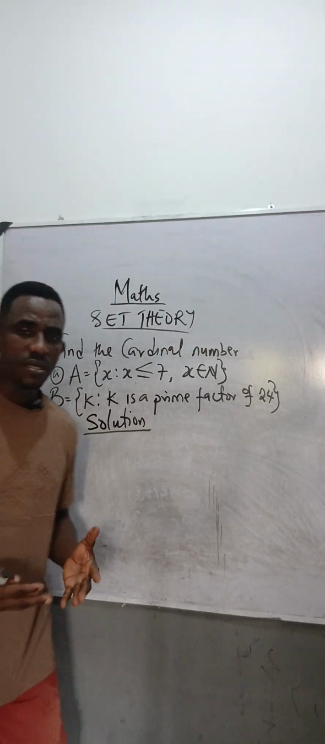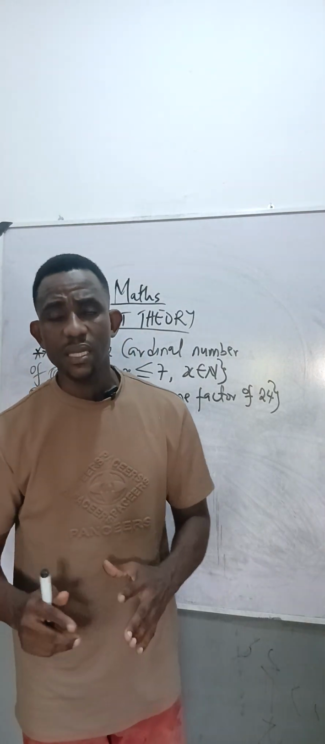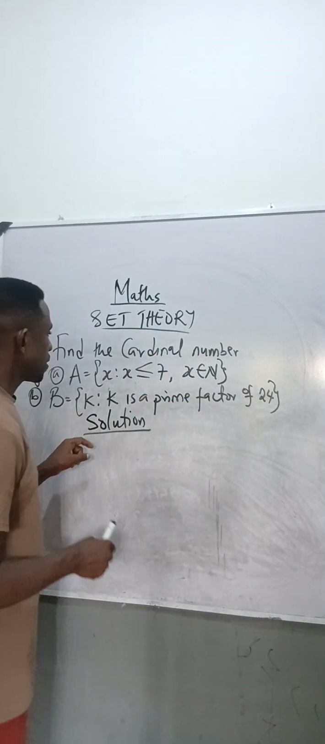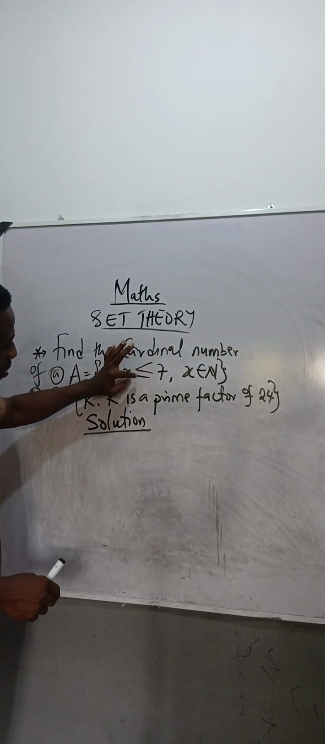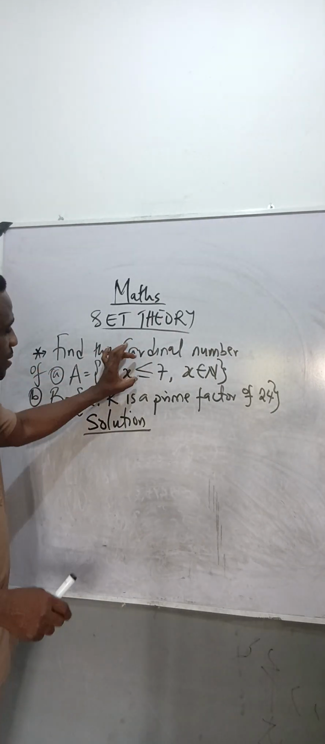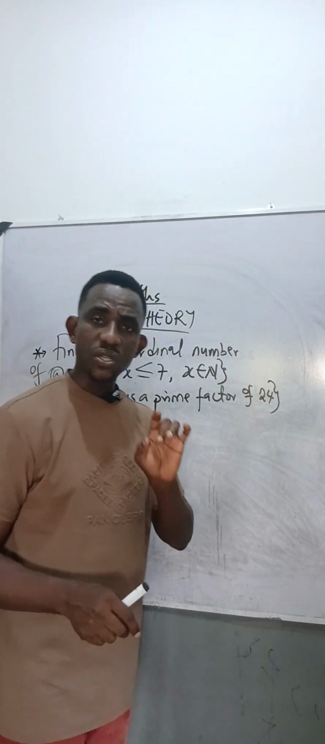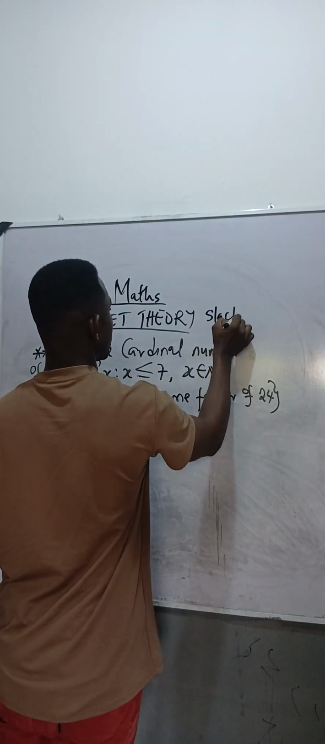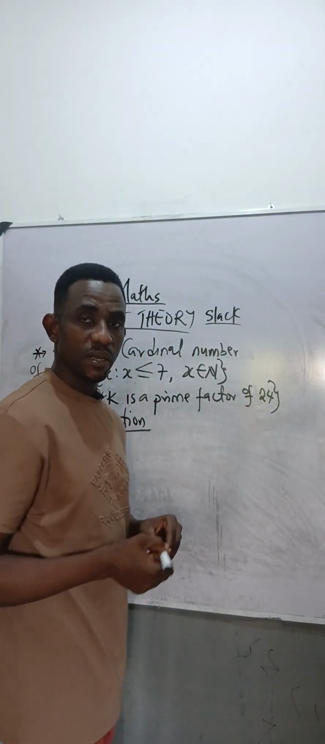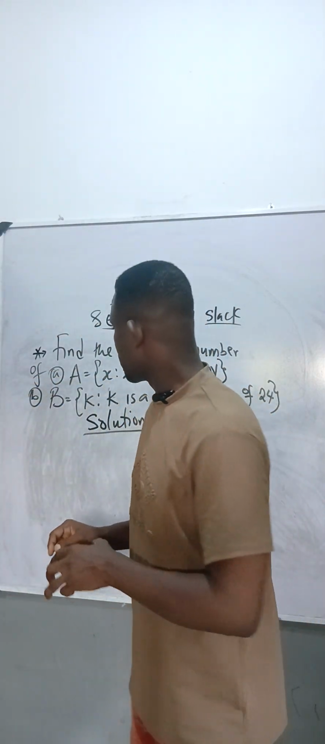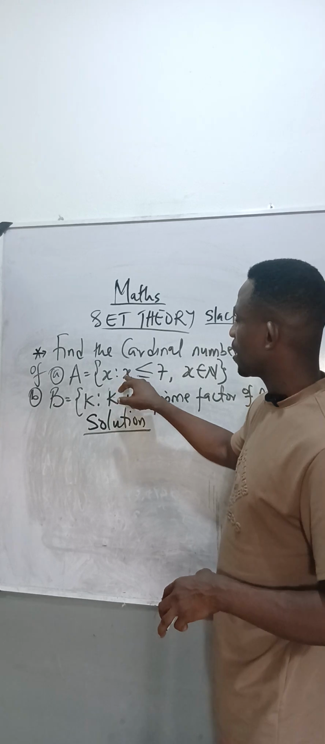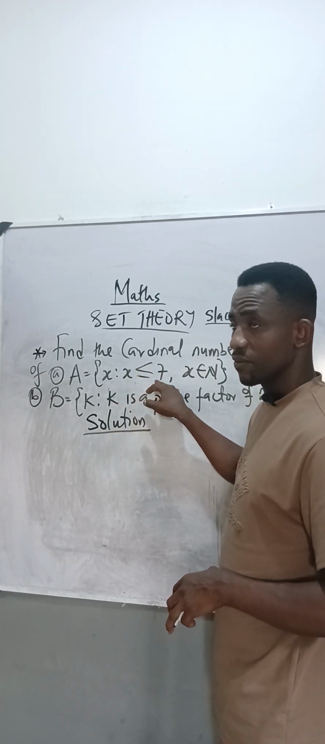First, what is cardinality of a set? The cardinality of a set is the number of elements in a given set. Another thing we need to understand is this less than or equal to sign. It is an inequality sign, which is called the slack inequality sign.